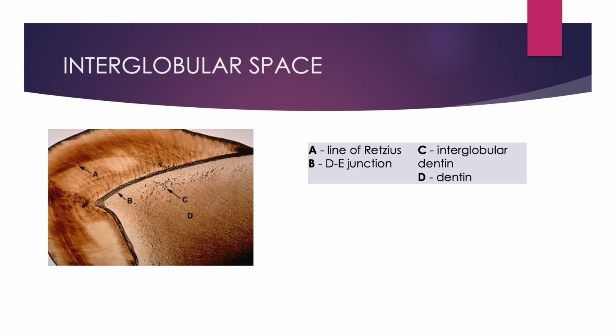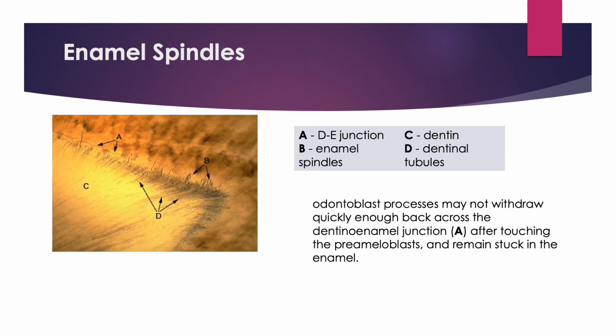Imperfectly calcified matrix of dentin situated between the calcified globules near the dentinal periphery is also called interglobular space or interglobular dentin. Odontoblast processes may not withdraw quickly enough back across the dentino-enamel junction after touching the preameloblasts and remain stuck in the enamel. These projections are referred to as enamel spindles.